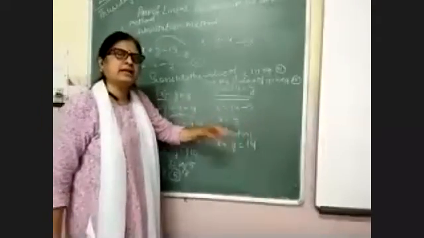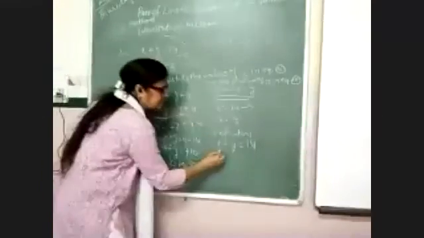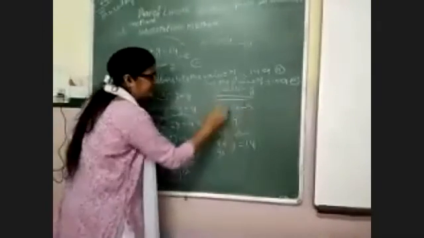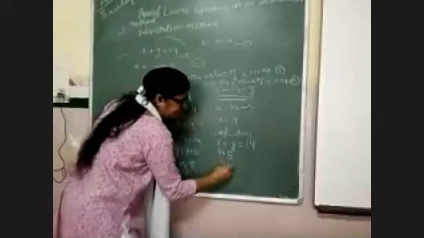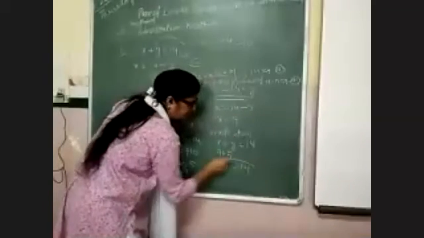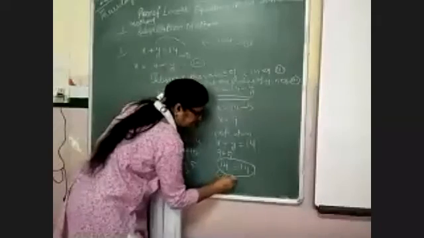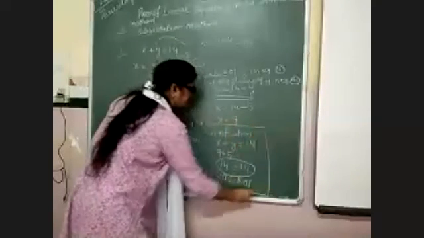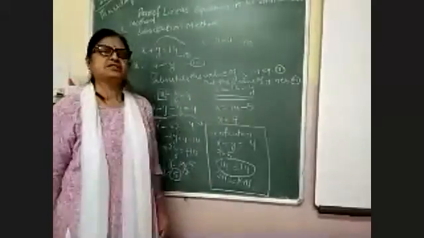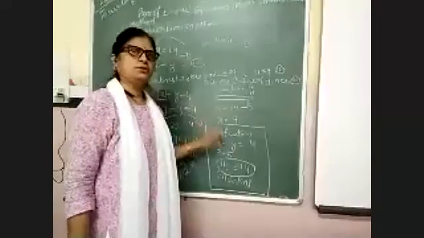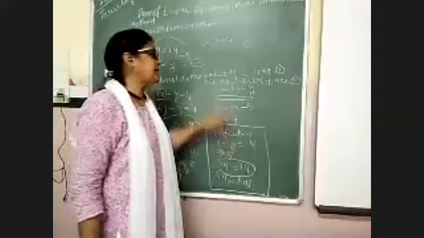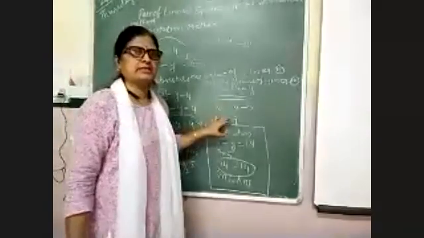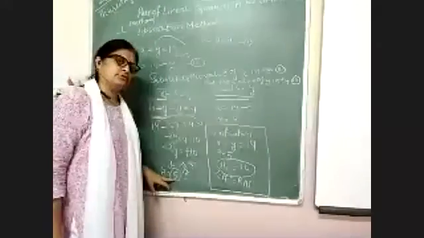Take the left hand side first. Your x is 9 and y is 5. 9 plus 5 is 14. 14 equal to 14. So left hand side equals right hand side. This is the verification. In some questions, you have to do the verification also, then you will check it. Otherwise, this is the solution: x equal to 9 and y equal to 5.